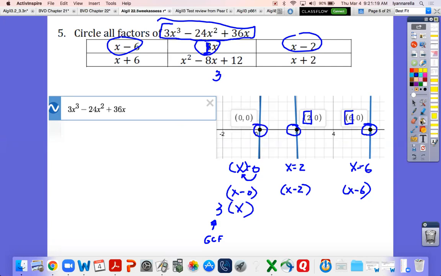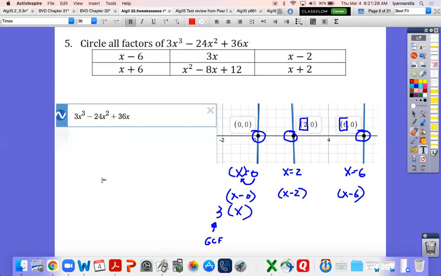So they were nice in this problem. They never do this to you guys. They always make the 3 all by itself. So don't leave out GCFs. So I'm going to write that little note right here.